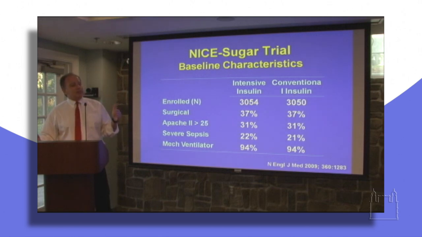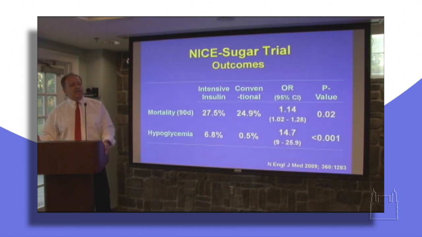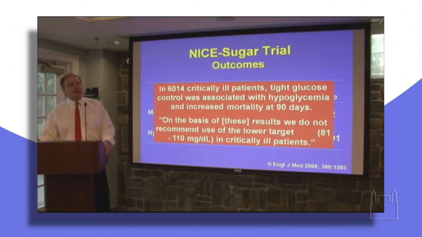They enrolled 6,000 patients, 37% surgical. Apache scores, which are a measure of illness, were very high, and they had severe sepsis, and all of them were mechanically ventilated. So this is a large group of critically ill patients. And what they found was that intensive insulin therapy increased mortality. It's a small percentage, from 24% to 27%, and there was a significant increase in hypoglycemia. So in 6,000 critically ill patients, tight glucose control was associated with hypoglycemia and increased mortality. On the basis of the results, we do not recommend the use of lower targets in critically ill patients.